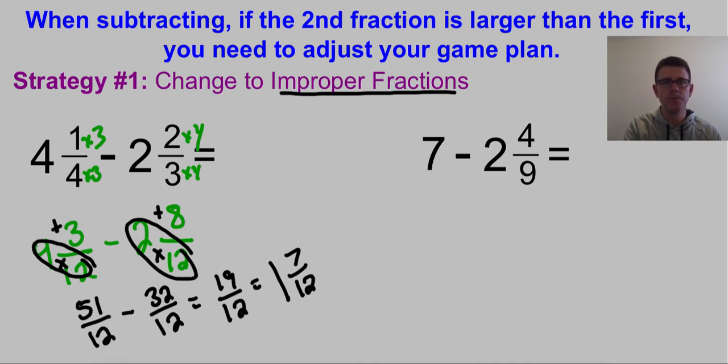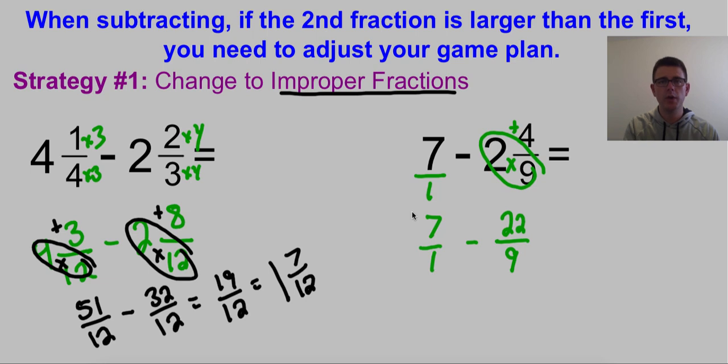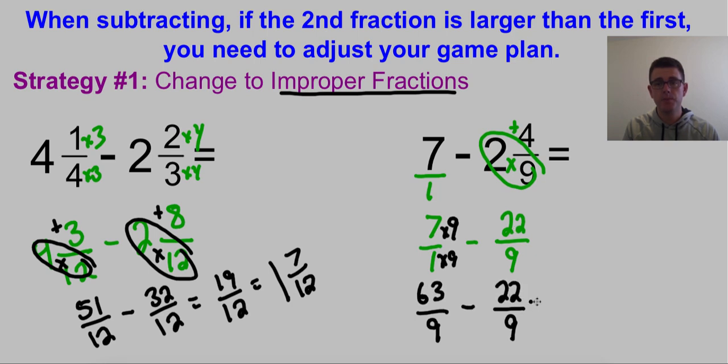So let's see that in action on another one. And this is one that kind of trips people up. But 7 is really 7 over 1. Okay? So if you're thinking, hey, this method might be my kind of method, go ahead and change this one into an improper fraction right off the bat. So 2 times 9 is 18, plus 4 is 22/9. And this is 7 over 1. Again, first thing you have to do is get common denominators. A good common denominator is going to be 9ths. To get from 1 to 9, I multiply times 9. So do the same thing up top, and I get 63/9. In this case, 22/9.